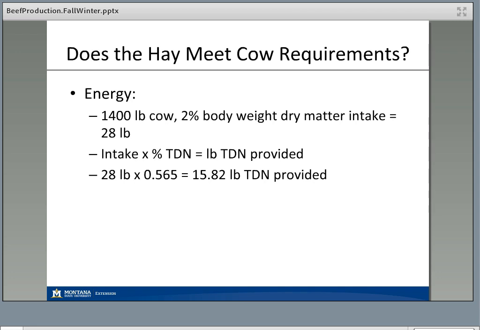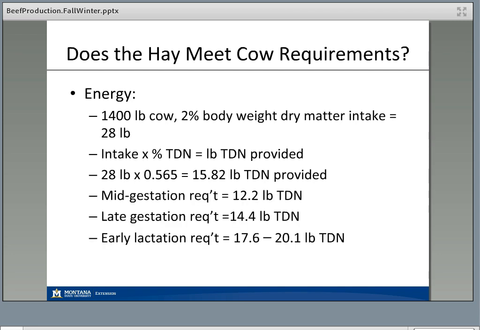In mid-gestation, she needs about 12.2 pounds per day, and in late gestation about 14.4 pounds of TDN per day. So this hay would be good for any time post-weaning on up to calving. But we can see that the early lactation requirement increases pretty dramatically, depending on how much milk she produces, to 17.5 to about 20 pounds of TDN per day.